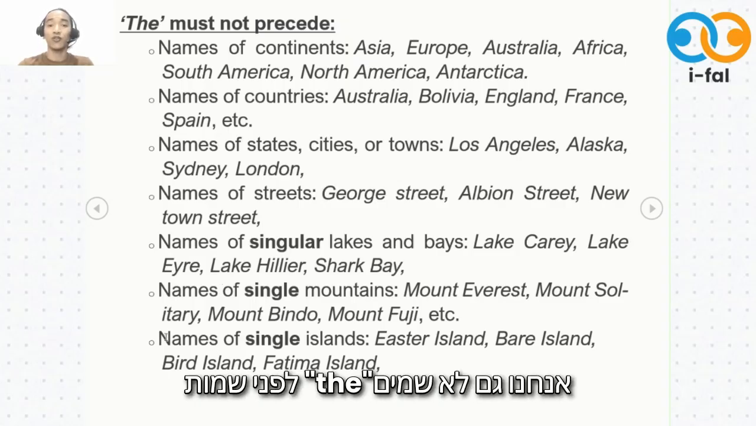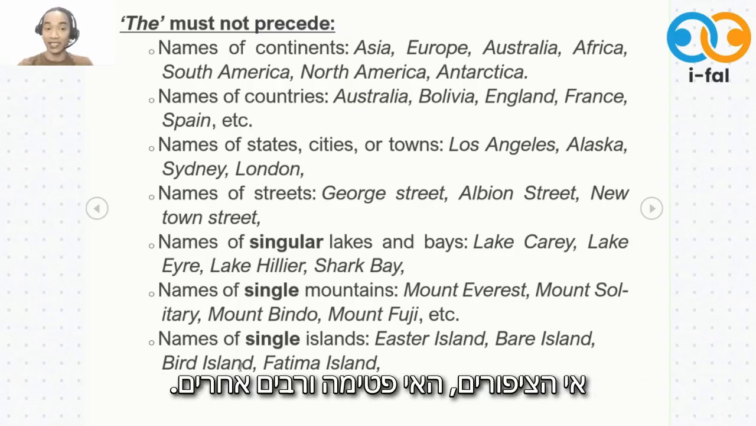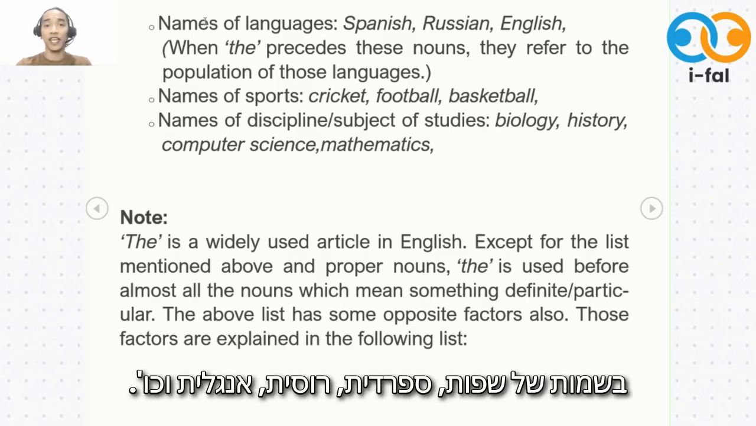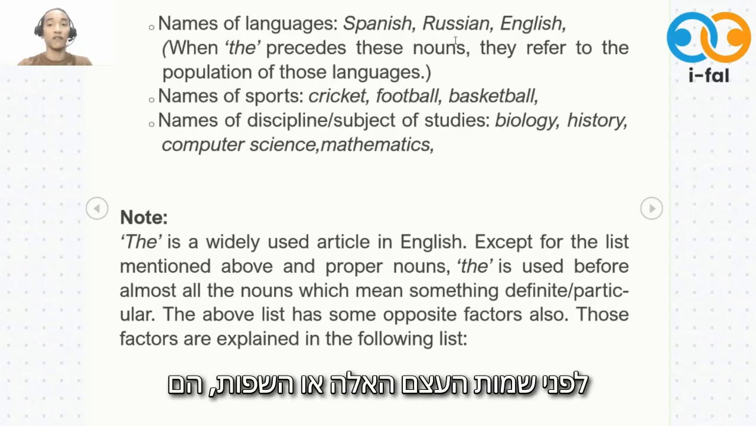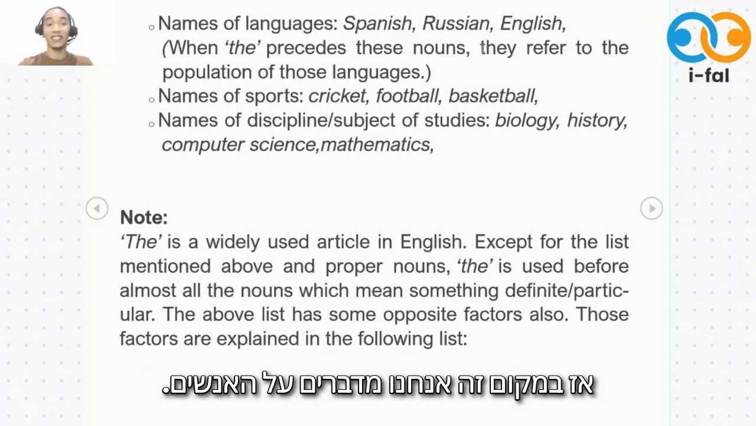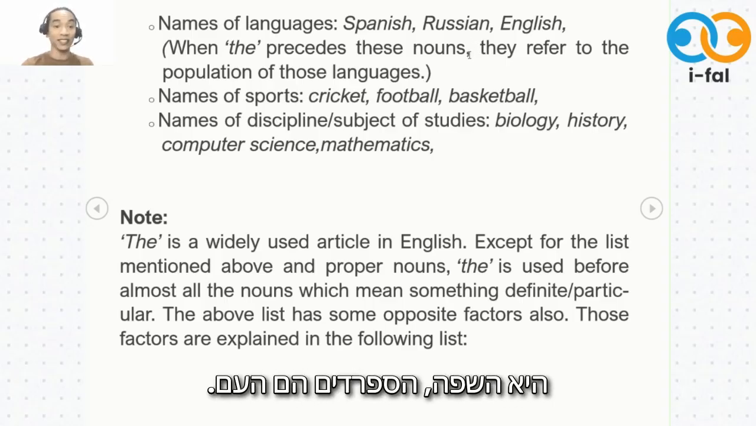Okay? We also don't put the before names of single islands. Example, Easter Island, Bear Island, Bird Island, Fatima Island, and many others. Now, we also don't use the for names of languages, Spanish, Russian, English, etc. So when the is used before these nouns or the language, they refer to the population of those languages. So instead, we're talking about the people if we put the. Like for example, Spanish is the language, the Spanish is the people.